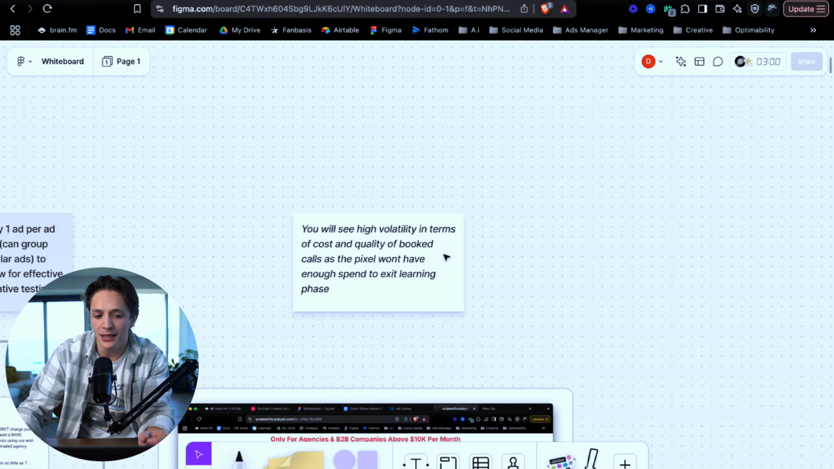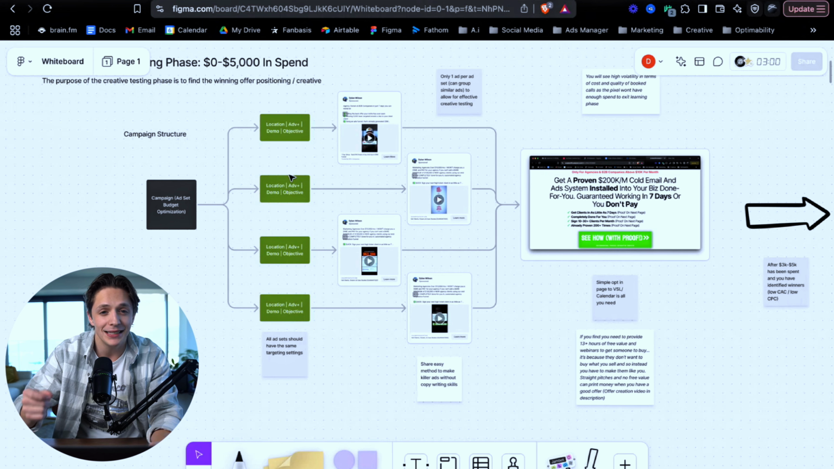And the reason that happened is because in the beginning, you're going to see a high volatility in terms of cost and quality of booked calls, as the pixel won't have enough spend to exit the learning phase, right? Because we are dividing this up and because our main focus in phase number 1 is specifically to figure out the winning creative, we're not giving the individual ad sets enough data to get those 50 conversions that they need to exit the learning phase.